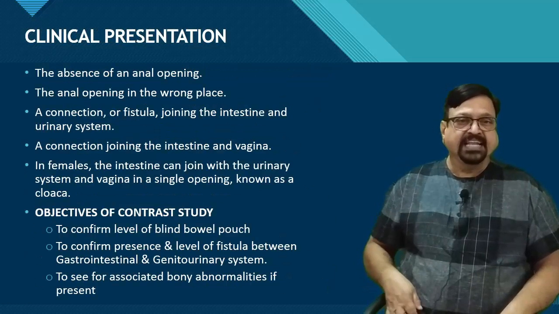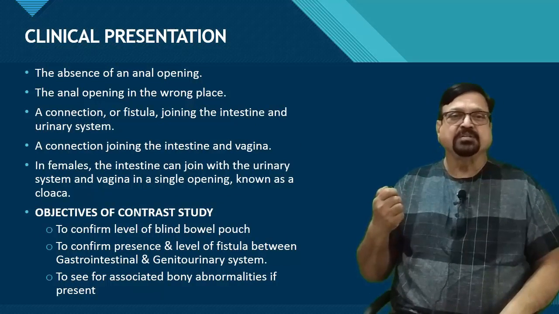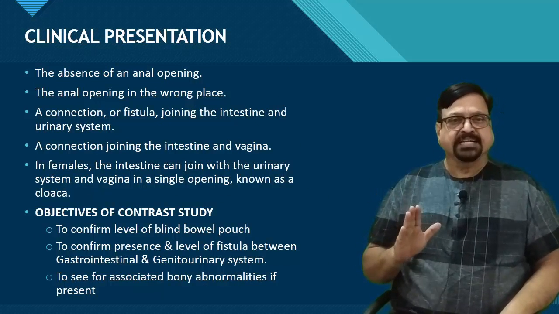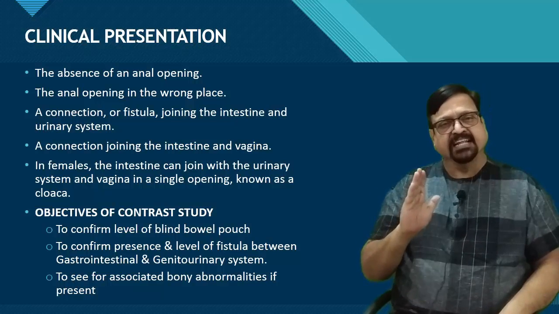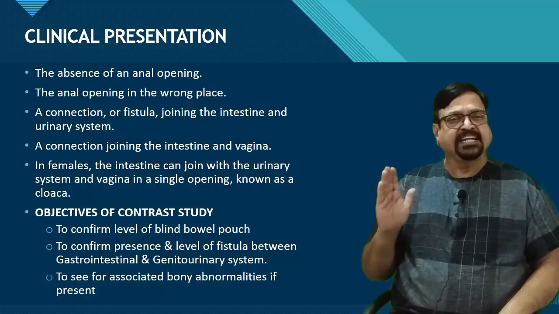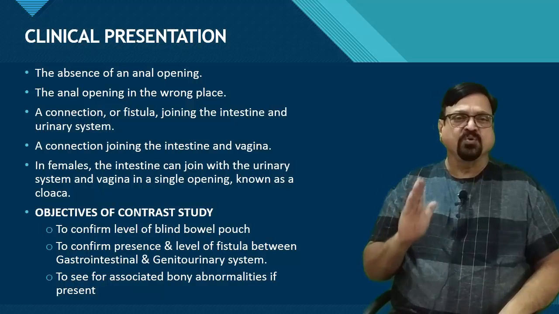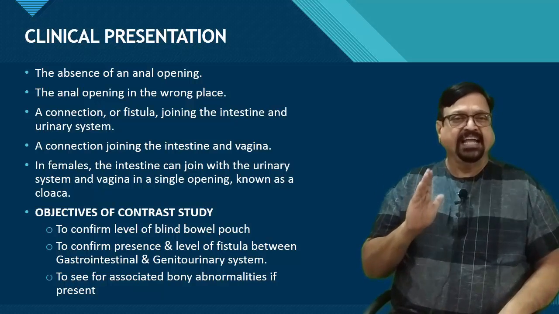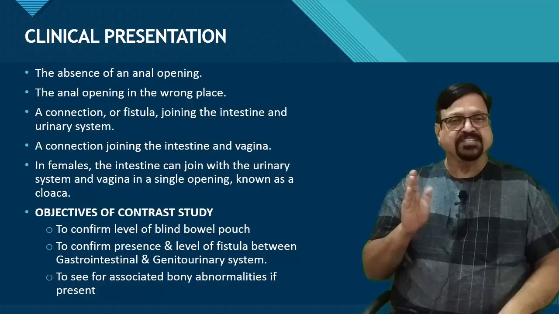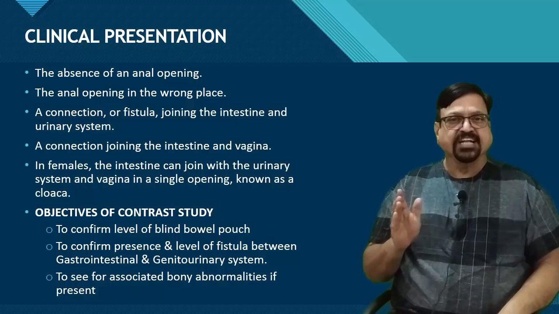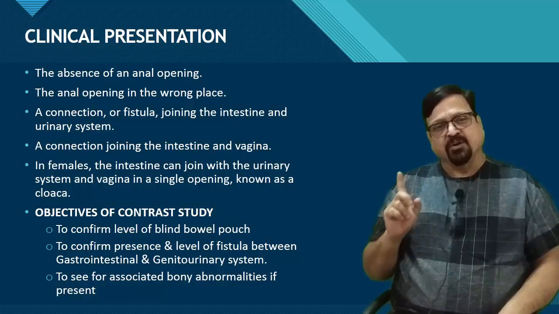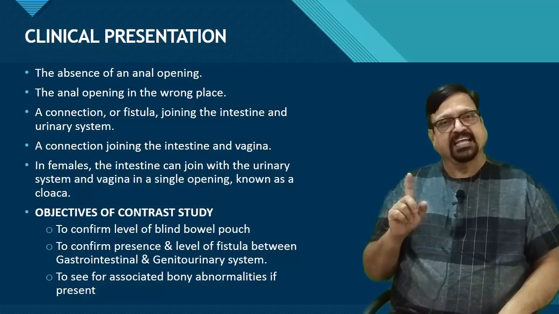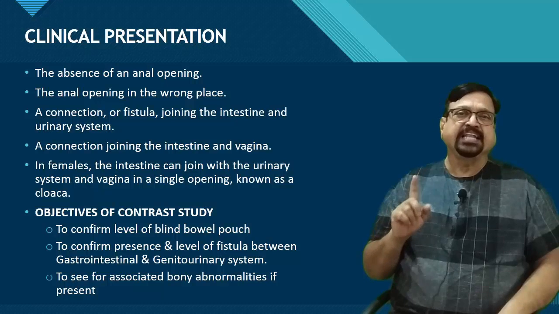Now, how do these newborns clinically present? Initially, it is suspected when a clinician does not see an anus. Either he sees it in some other region, that is ectopic, or there is no anal opening in the normal position. So this is the first clinical indication for the clinician to suspect anorectal malformation, anal opening at the wrong place, and second, absent anal opening. These are the two clinical indications to suspect anorectal malformation.